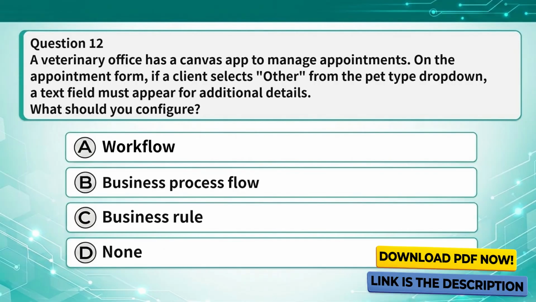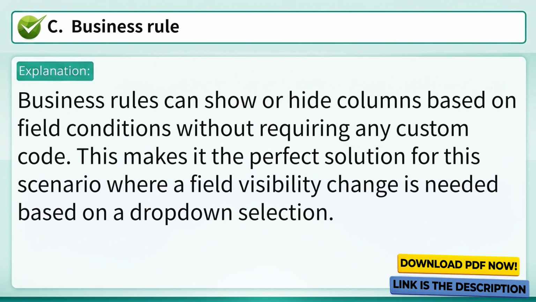Question 12. A veterinary office has a Canvas app to manage appointments. On the appointment form, if a client selects Other from the pet type dropdown, a text field must appear for additional details. What should you configure? A. Workflow. B. Business process flow. C. Business rule. D. None. Correct answer. C. Business rule.